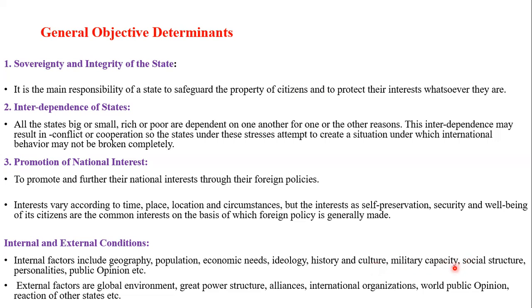Military capacity, a very strong point. Pakistan is, I think, the 10th largest nation in the world with high military capacity. Military capacity is very important. Fine.